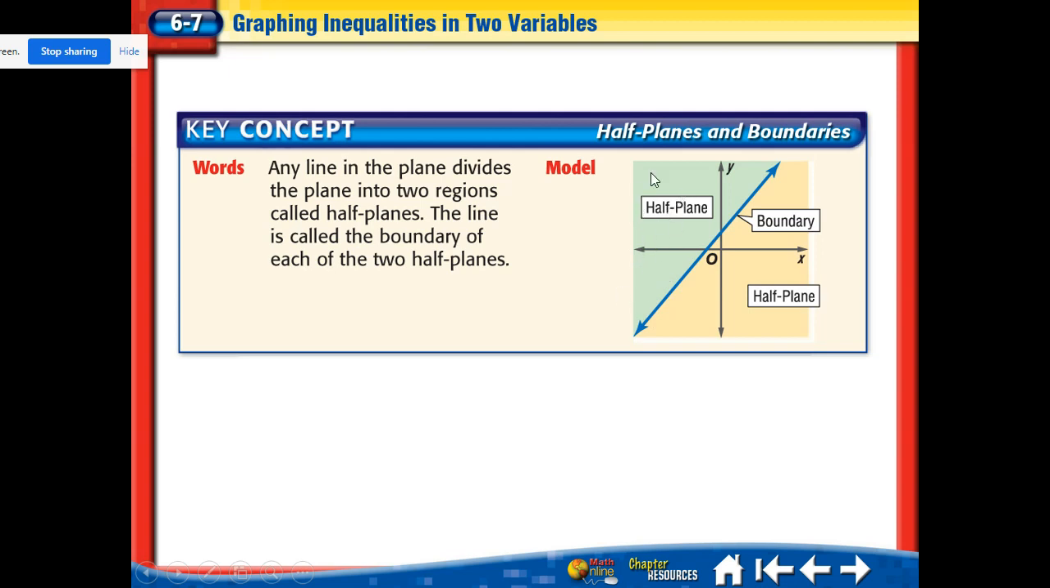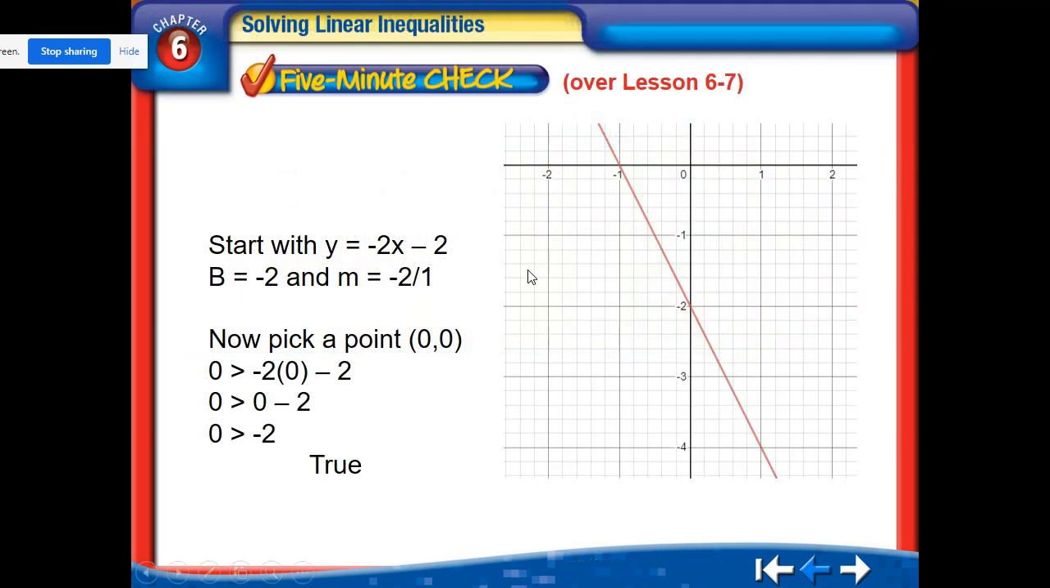So how do we figure out this extra spot? Well, we're going to do that by picking a point and testing to see if that's true. If it's true, we shade that side. If it's false, then we shade the other side. All right, let me show you how this works.